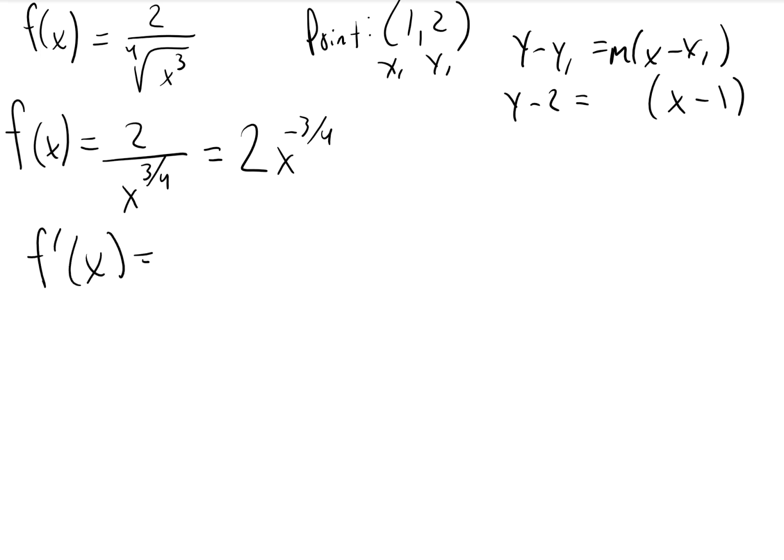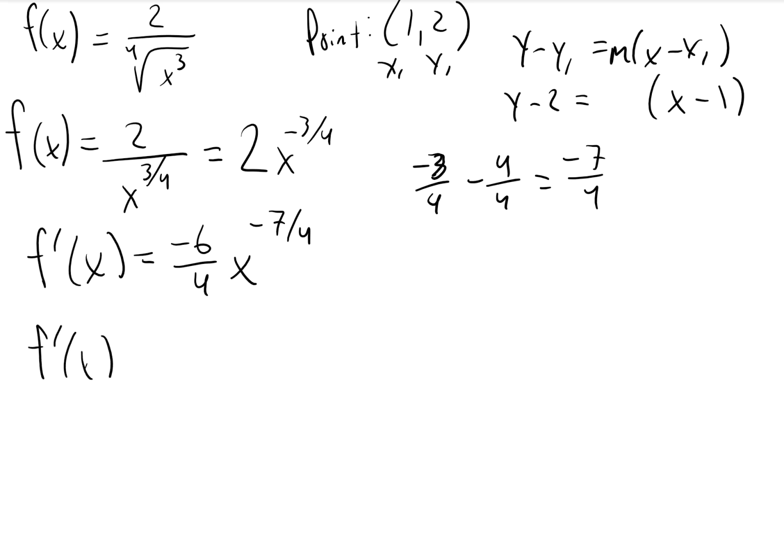And now after that rewrite, I can use the power rule. So bring the power down, lower the power by 1. Let's see, -3/4 minus 1 will be -7/4. Okay, so this would give me the slope for any x.